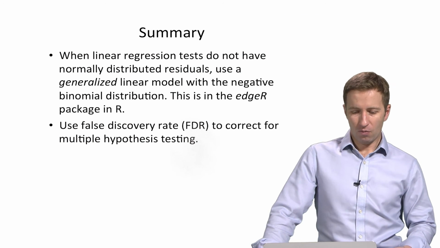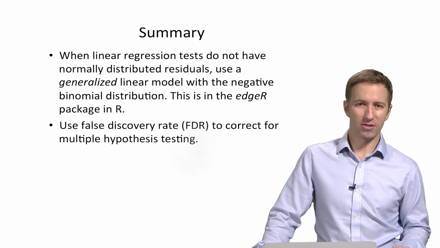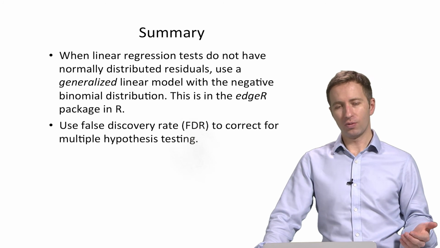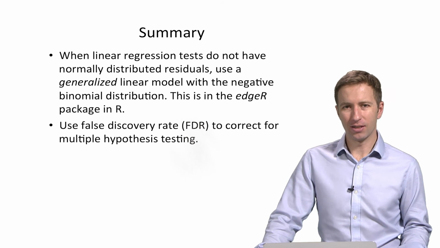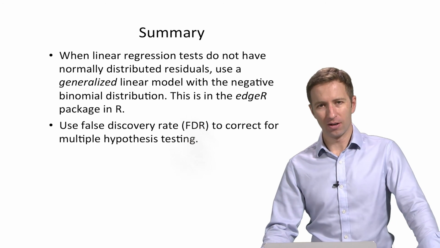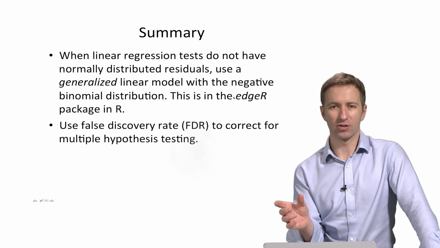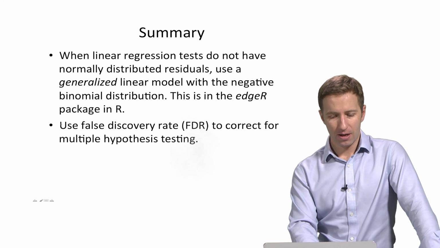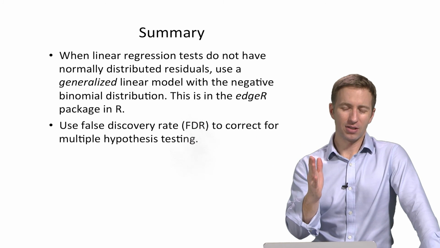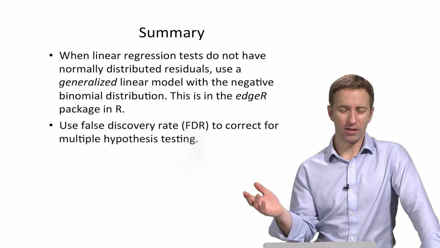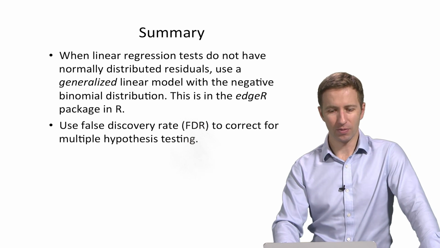In summary, when we use linear regression tests and they do not produce normally distributed residuals, we need to switch to something else. A great alternative is generalized linear regression using a negative binomial model. And you can use the edgeR package in R. There's a nice wrapper script that I made that's in the course repo. When you run these tests on lots of columns in the genus table or phylum or OTU table, you need to correct for multiple hypothesis testing. I suggest doing that with false discovery rate.